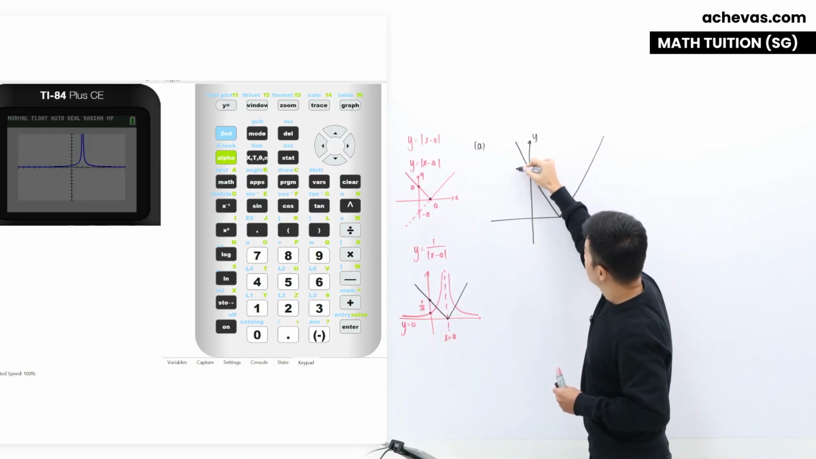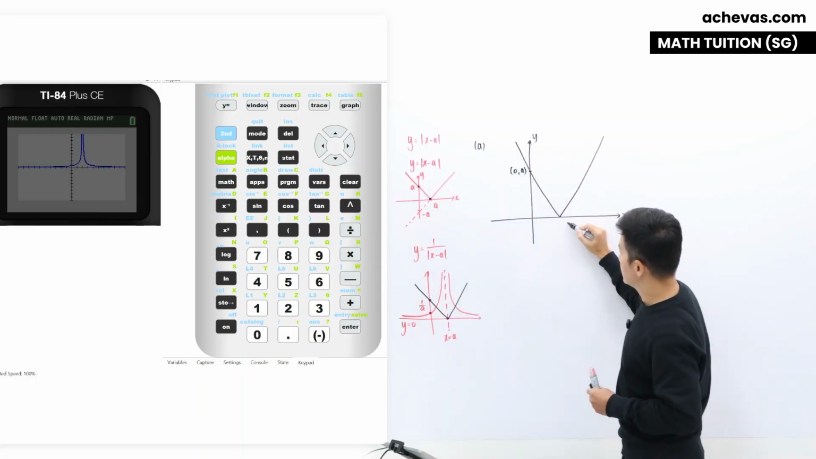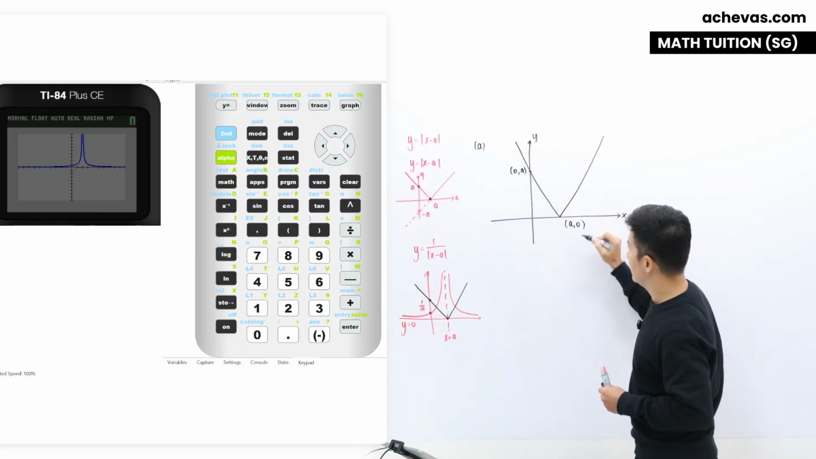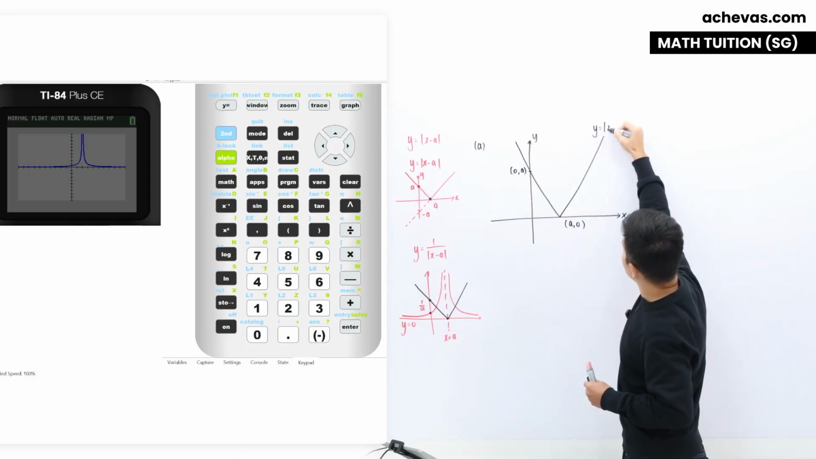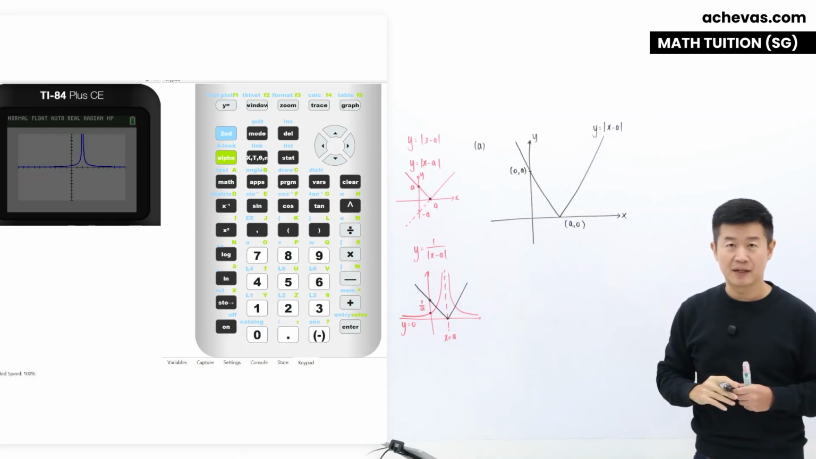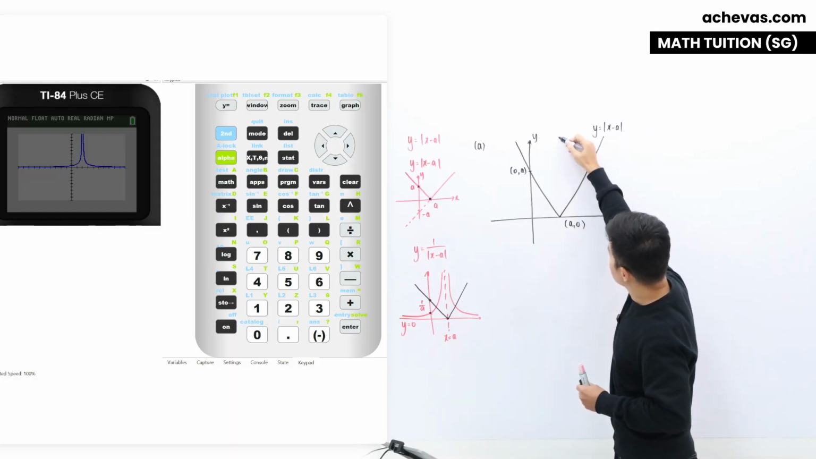And this point here will be (0, a). And this point here will be (a, 0). This will be the graph of y equals modulus of x minus a. And we're going to draw in this graph. First, let us fill in the asymptotes.